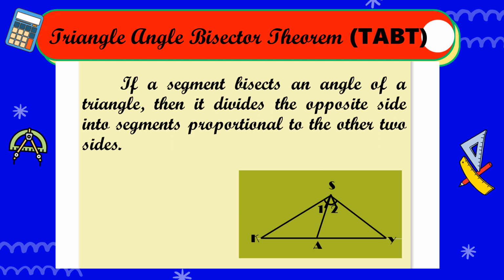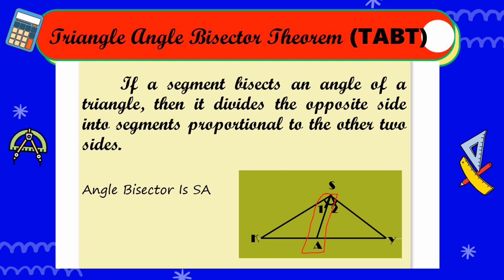As you can see here, one angle of triangle SKY has an angle bisector, and that is this line segment. From this illustration, there is a segment that bisects an angle, so we call it an angle bisector. So that is SA. From here, we have the proportional segments.